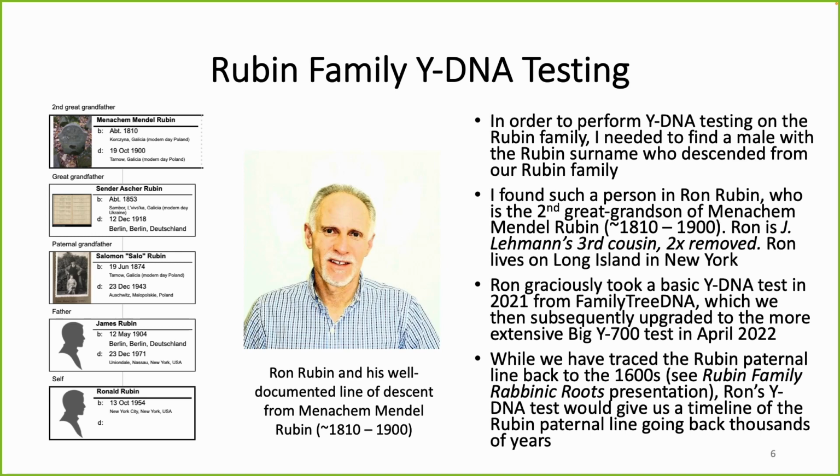So I asked him, he is a male line Rubin descendant, right? Rubin, son of Rubin, son of Rubin, son of Rubin, all the way down the line. He checks all the boxes. I was very excited so I asked him, would you take a Y-DNA test? And he said yes, he was interested. He wanted to see what the results would be.